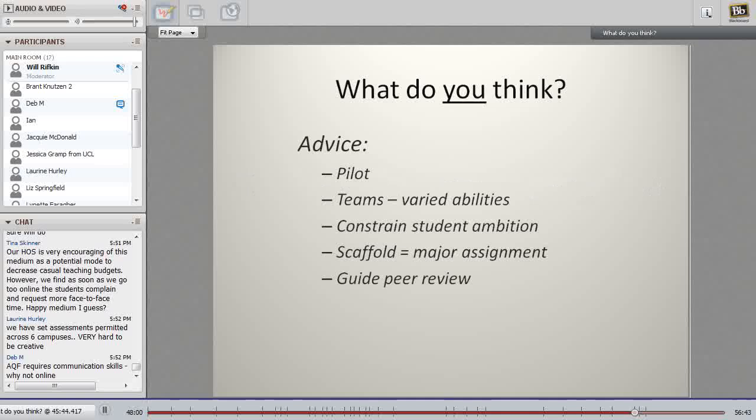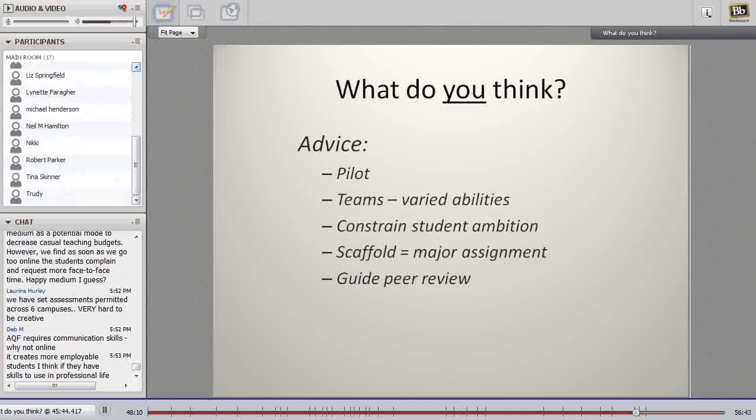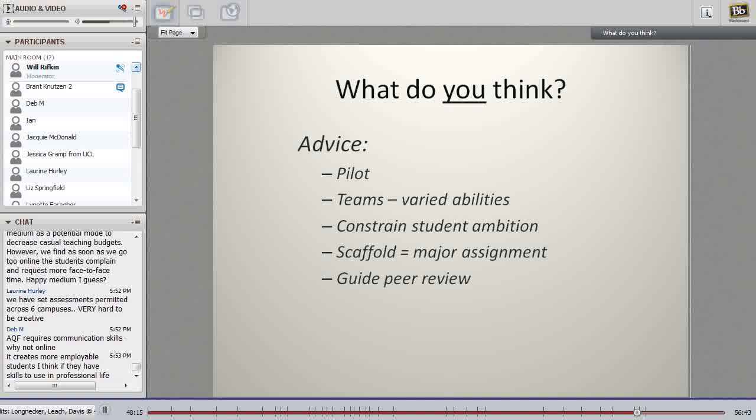Just getting to my tips: pilot, have student teams of varied abilities, constrain student ambitions, and scaffold. You're giving them a major assignment. It may not be major in terms of marks, but it'll be major in terms of anxiety. And then put them through peer review to lighten the marking load, and students love seeing each other's works. And you develop their editing ability if they do peer review.